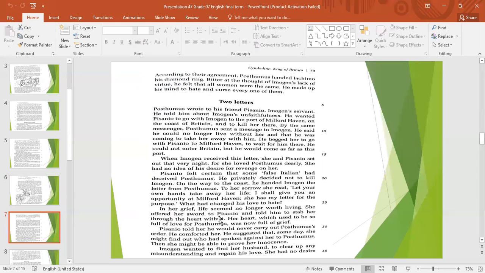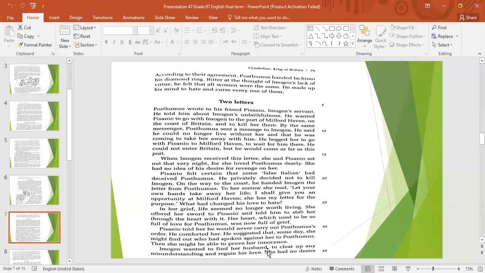She offered her sword to Pisanio and told him to stab her, to kill her through her heart, which used to be so full of love for Postumus and was now full of grief and sorrow. Pisanio told her he would never carry out Postumus' order. He comforted her. He suggested that someday she might find out who had spoken against her to Postumus. Then she might be able to prove her innocence.